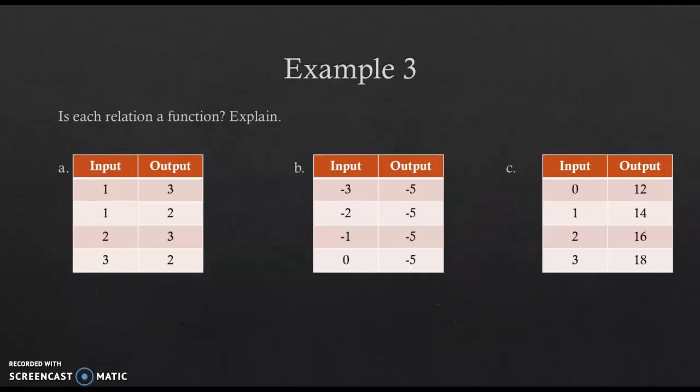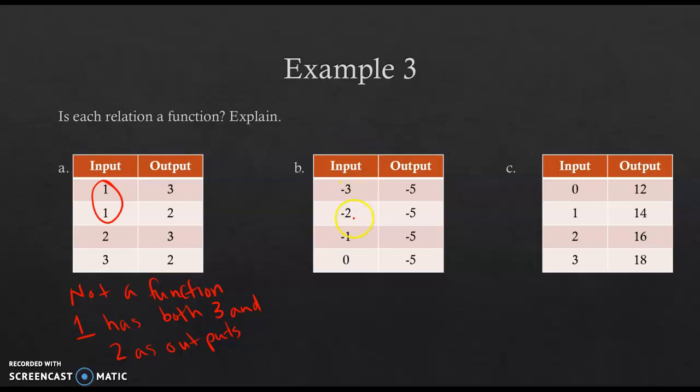And one more, we're looking at tables. Is each relation a function? Explain. So when looking at the functions in a table, I'm just making sure that my x values don't happen twice. So here we have 2 1s, which means our 1 maps to 3 and 2. And so this makes this not a function. 1 has both 3 and 2 as outputs.